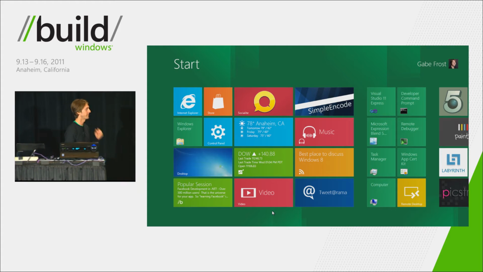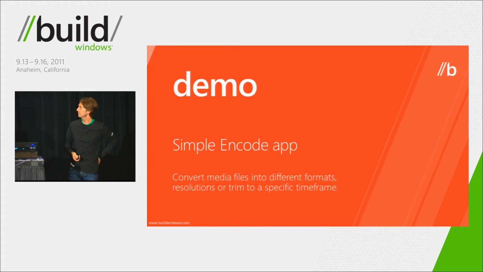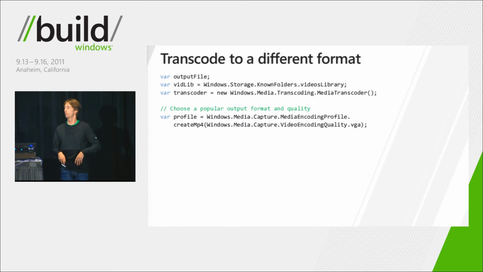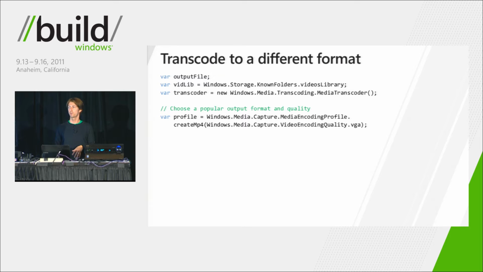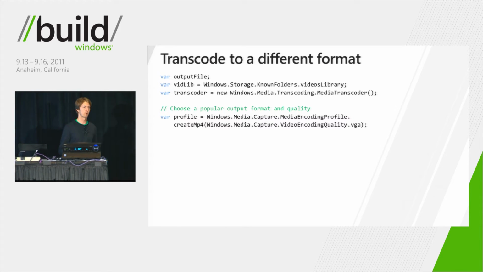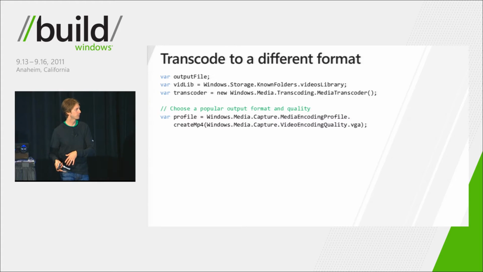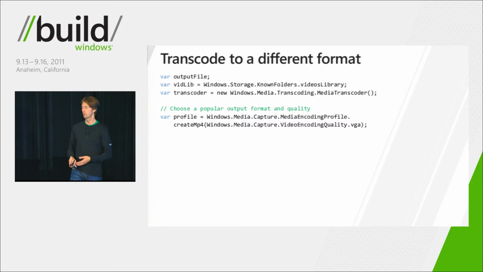So let's take a look at how we did that. The first thing we need to do, what you're seeing here, is we're creating a transcoder object, a media transcoder, and we're selecting a profile that we want to use. Now I mentioned before you can select from some predefined profiles that are optimized for various devices that are popular in the market today. Or you can get in there and twiddle the bits and say, I want exactly this bit rate, or I want exactly this resolution.